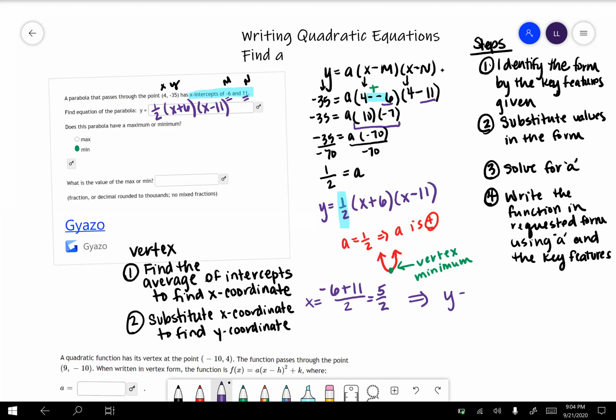So y is equal to 1/2 times x, which becomes 5/2, plus 6, times 5/2 minus 11. Now, I don't know about y'all, but that looks kind of funky, and that's what a calculator is for. So let's go to Desmos and use our calculator.